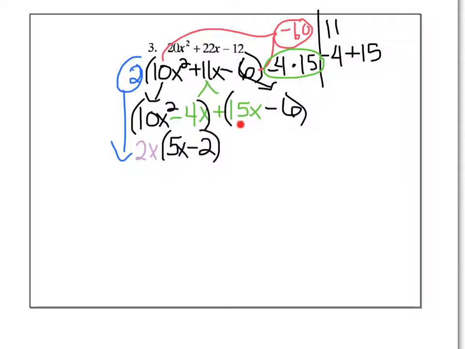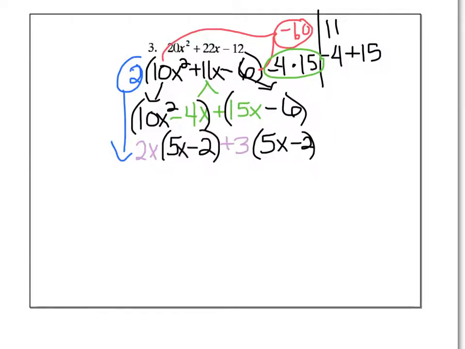Now I look for the GCF of the second parenthesis. Well, 15 and 6 are both divisible by 3. The 6 doesn't have an x with it, so I can't pull out a variable. So now I write what's left. 15 divided by 3 is 5, bring along the x. 6 divided by 3 is 2.